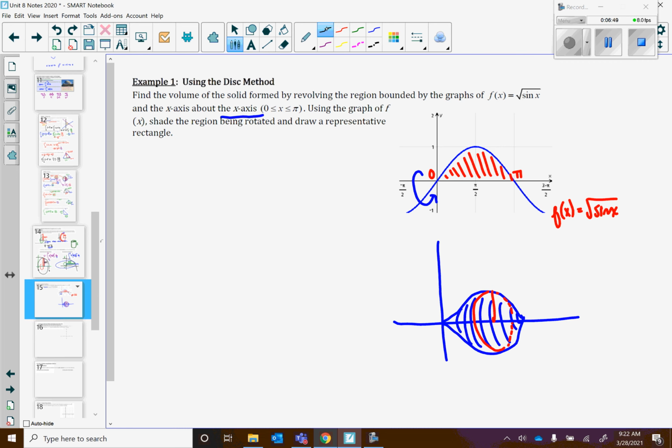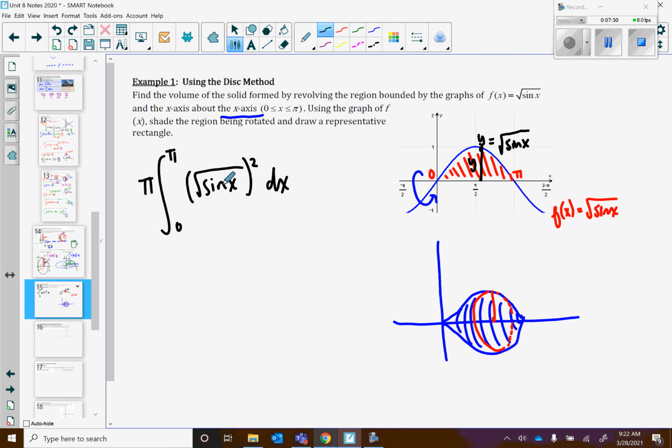And how are we going to actually integrate this? Well, we've got pi times the integral from 0 to pi of our radius squared. In this case, the radius is the square root of sine of x, right? It's this y distance. So the square root of sine of x squared, because we're looking at pi r squared, and this is with respect to x, dx. The setup is the most important piece. From here, hopefully, it's not the most challenging integral to calculate.